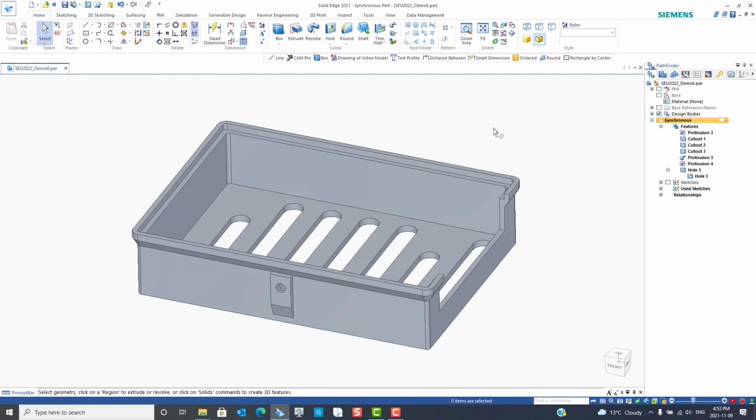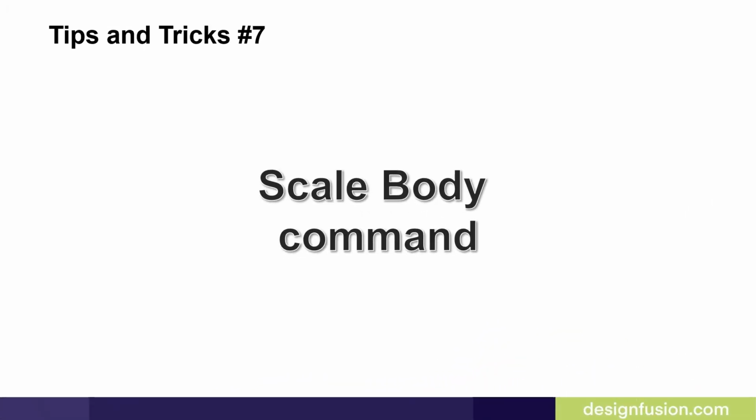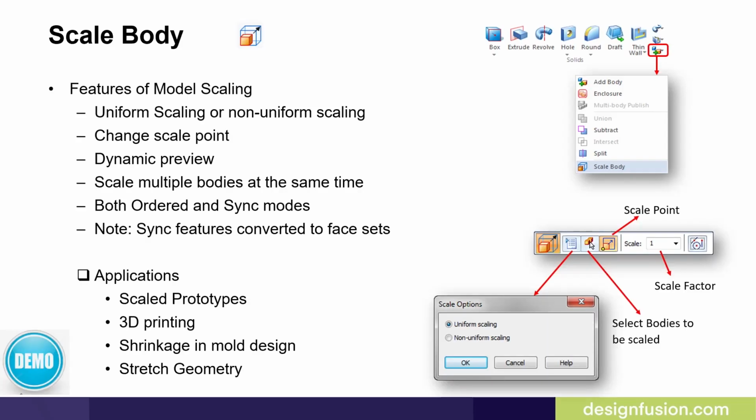And there's that move done, a lot easier using the K key and the M key. Tips and tricks number 7 is the scale body command. Now, over the last year, we've received several technical calls asking for the best way to scale a body. There are 3 or 4 different methods you can use. Probably the simplest, though, is the actual scale body command.